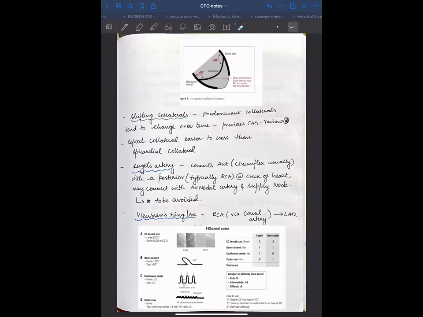It is a general rule that septal collaterals, which run from the anterior circulation to the posterior circulation, are easier to cross than the epicardial collaterals. We will come to the details.